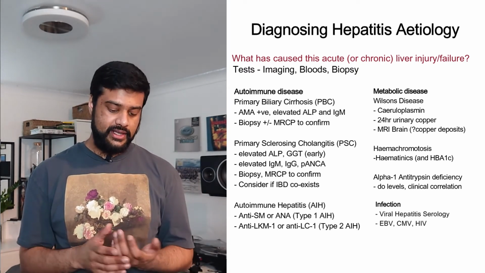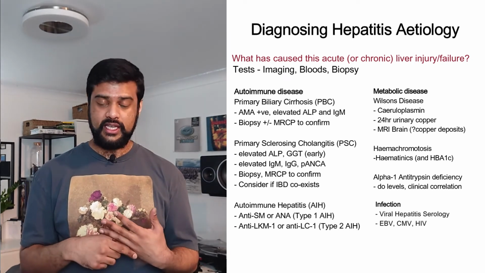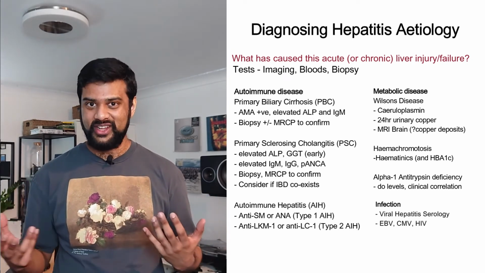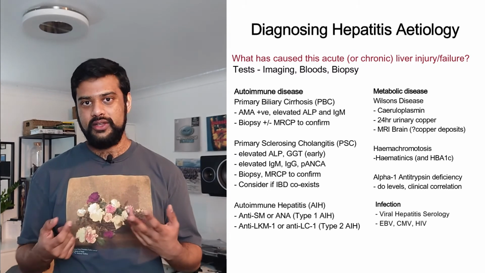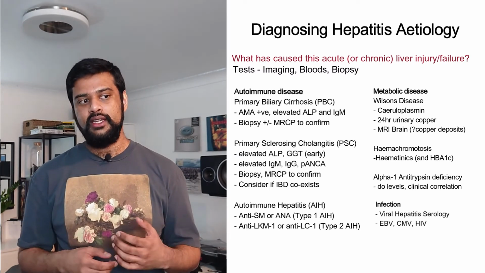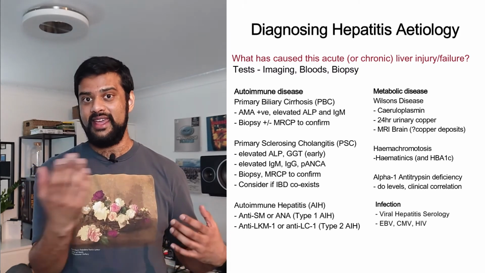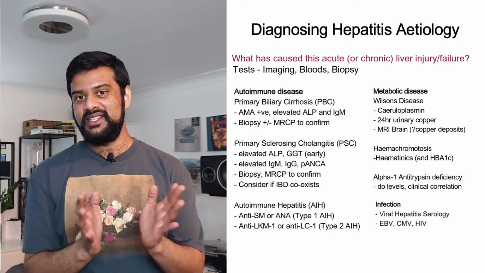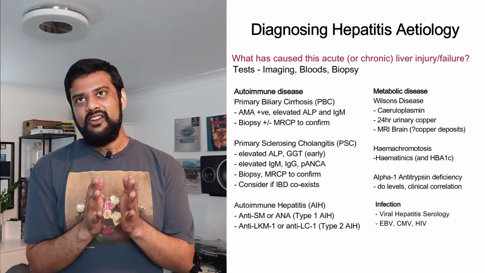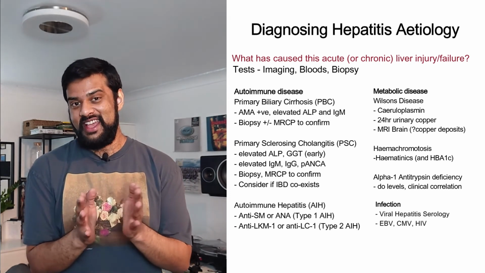And the other thing is a viral screen. Okay, so is this acute hepatitis B or C or something like that? Is this Epstein-Barr virus? Is it CMV? Is it HIV? Could it be a parasitic thing, for example? Could it be related to malaria? There are so many causes, but I don't think you need to do a parasite count on everyone.